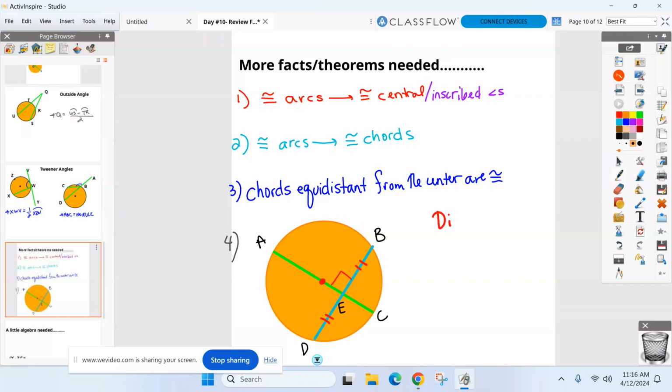Diameter perpendicular to a chord bisects the chord.